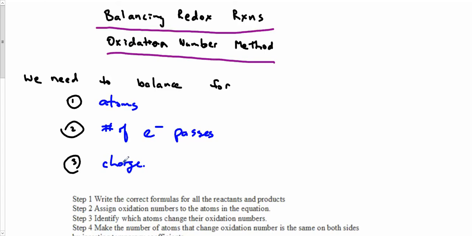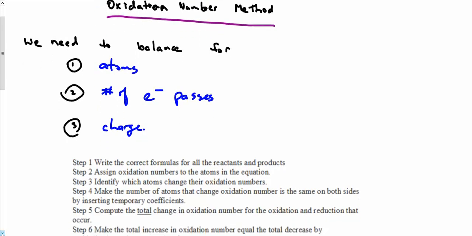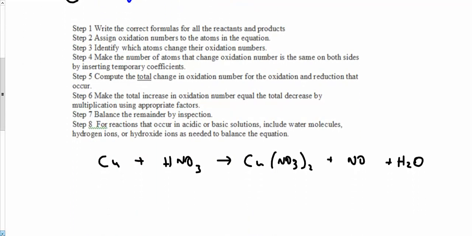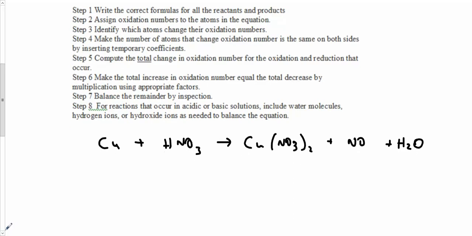Sometimes things in these reactions will have a charge, and we need to make sure that we're consistent on both sides of the arrow. So here is our set of rules. First thing, write the correct formulas for all the reactants and products. Boom, done. Assign oxidation numbers to the atoms in the equation. If you're actually doing this along with me, why don't you pause the video and practice knocking out the oxidation numbers.